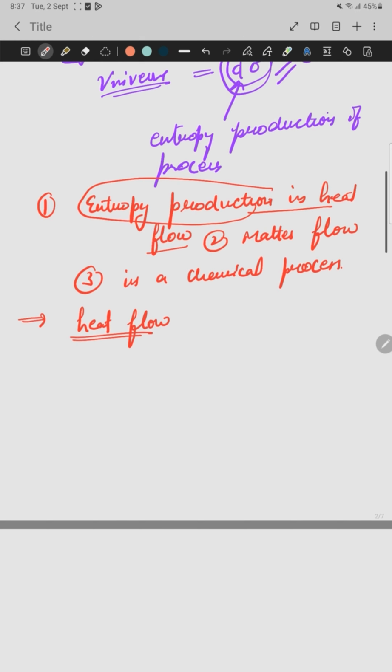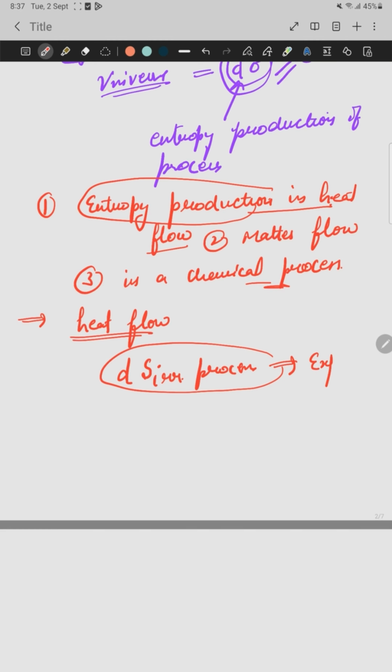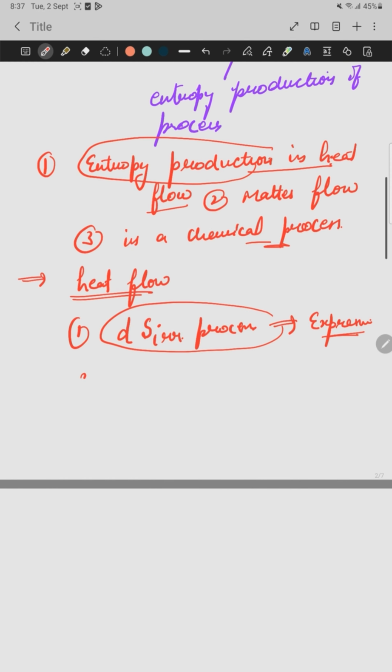Entropy production in the heat flow. In every method, whether there is the flow of heat, matter, or a chemical process, we have to derive a relation of dS for that irreversible process, the change in entropy for that irreversible process. After finding the expression for this process, our second step is to find the entropy production.